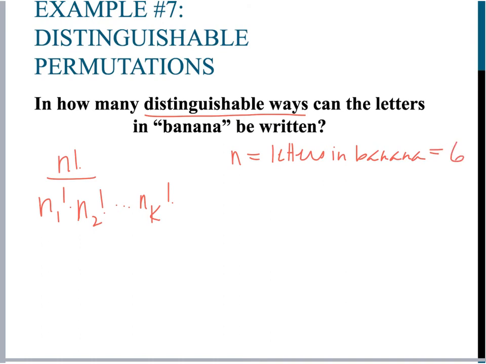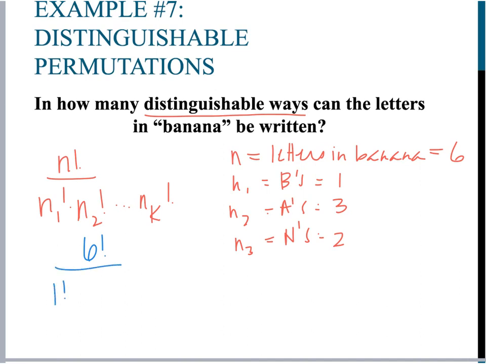Okay, so then n sub 1 would be how many B's are there? There's only one B. N sub 2 would be the amount of A's that there are. These are different letters, right? So the amount of A's is 3. N sub 3 would be the amount of N's, and there are 2 N's. So to put this formula into play, we would have 6 factorial over 1 factorial, 3 factorial, and 2 factorial. I just put it in the order that we were given.